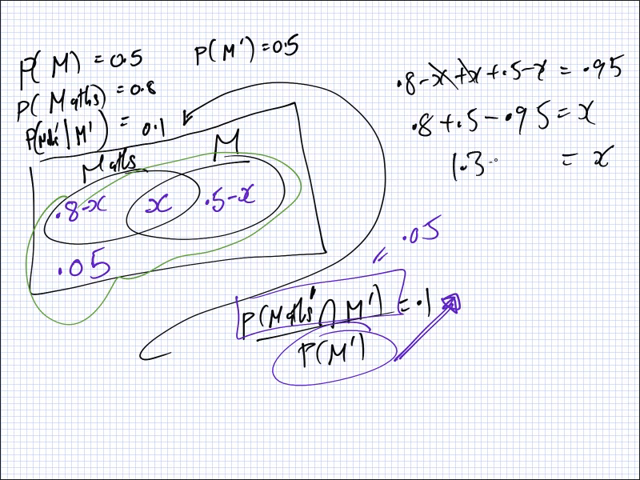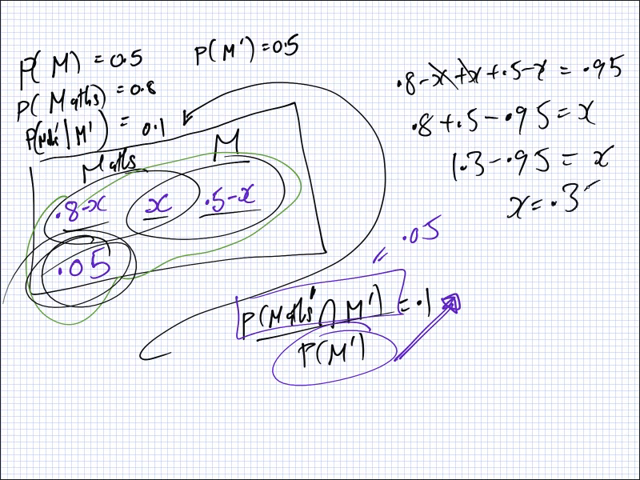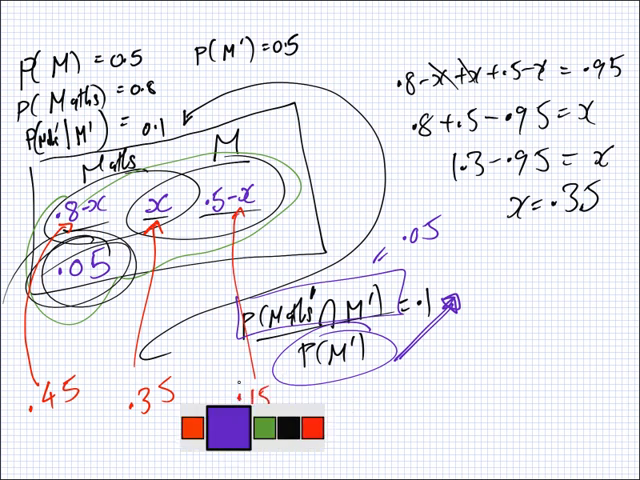That's 1.3 minus 0.95, isn't it? This plus this plus this has to be 0.95. Because what's the total? And what's this? What is it? 0.35. Yeah? Okay, so here, this is 0.35. So what's that one there? 0.45, is it? And this one here? 0.15. Right, now we can check.